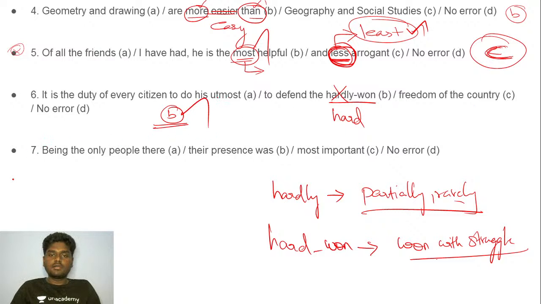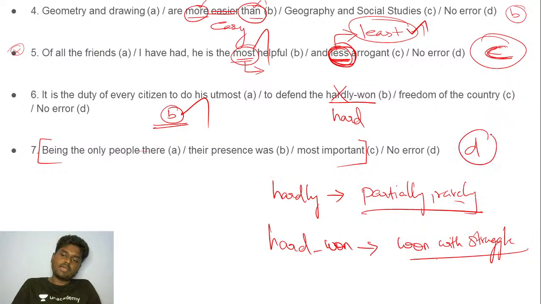Very good. Go for the seventh one. What is the error which you see here? Seventh one: "Being the only people there, their presence was most important." Is there any error which you could see for the seventh? Absolutely no error. The sentence is perfectly structured. Absolutely fine. So I would say there is no error, option D for the seventh one. Fine, all good. We'll go for the eighth.